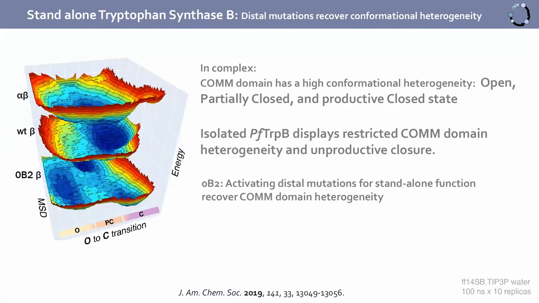So we started by trying to understand what these distal mutations are doing. I'm just showing the stack of the different free energy landscapes that we reconstructed for the beta in complex, the beta isolated, the wild type, and the beta with the mutations, the 0B2. By comparing those, we realized that the distal mutations are enhancing the conformational heterogeneity of the system. So now the COMM domain can adopt the open, the partially closed, and the closed conformations, which was not the case in the absence of the distal mutations. And the mutations also allow the enzyme to adopt this productively closed and catalytically relevant closed conformation of the COMM domain.